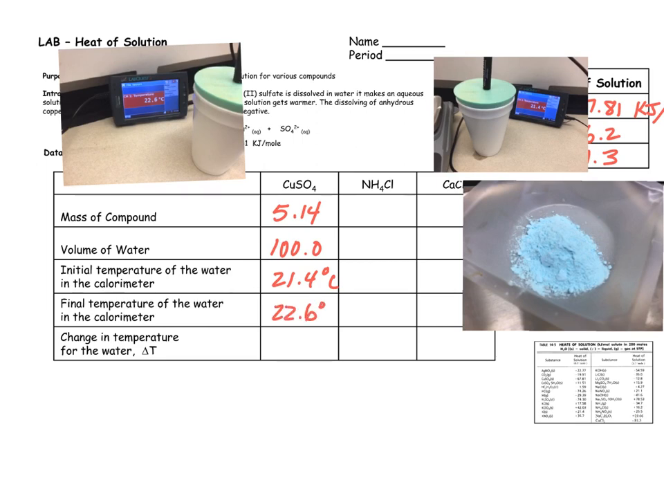22.6 degrees Celsius. The change in temperature then is the difference, 1.2 degrees, 1.2 degrees Celsius. All right, that's our delta T. All right, now we're going to repeat that same procedure with the other two compounds. And that business I'm going to leave for you to do at the lab bench. The next video then will be to walk you through the calculations part of the lab.